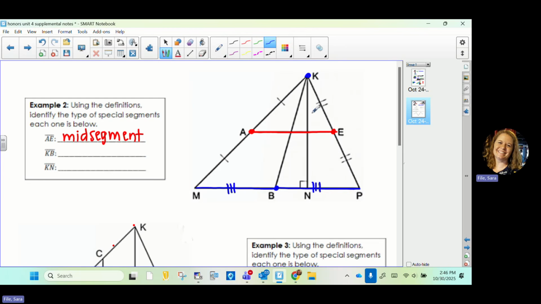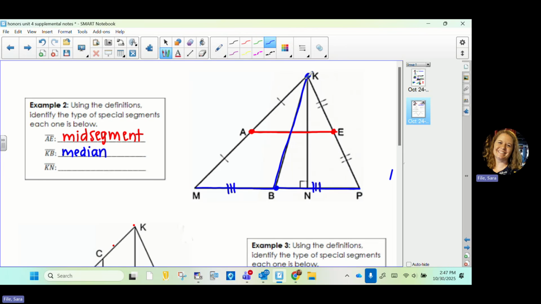I know there's this extra segment drawn in there, and so some of y'all might be confused by that, but they're saying MB is congruent to BP. So the fact that those are marked congruent means B is a midpoint. So vertex to midpoint, that's your median. So midpoint to midpoint, mid-segment, vertex to midpoint, median.